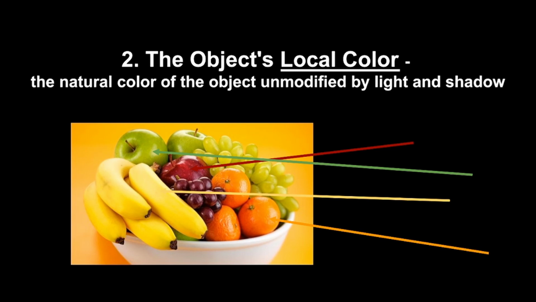So the second thing that's going to determine an object's value is its local color. So local color is the natural color of an object that's not yet modified by light and shadow. So I have a still life here. There's bananas and grapes and apples and oranges, all kinds of stuff in it. They all have a different color. So that's going to really impact what the value of that object is going to be.